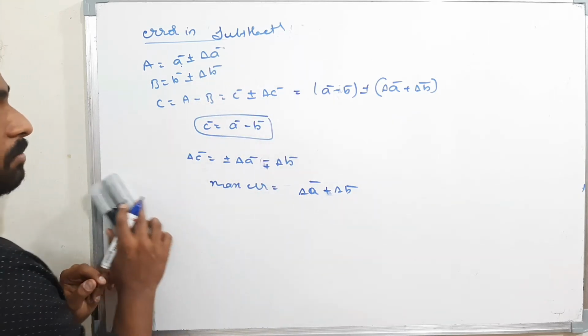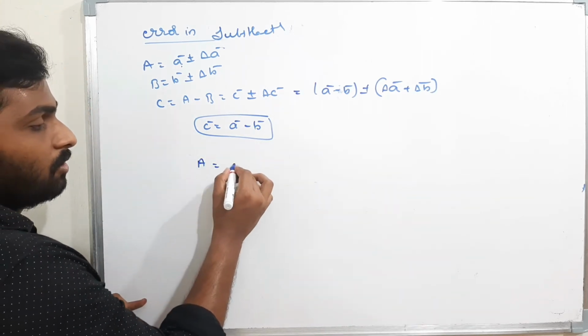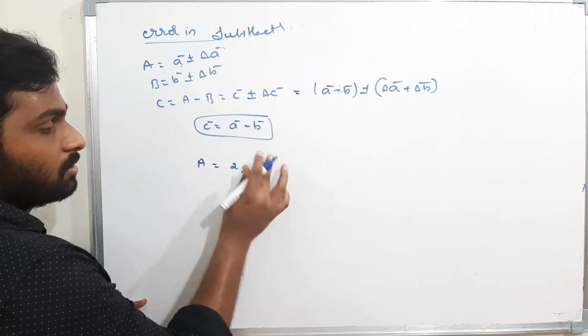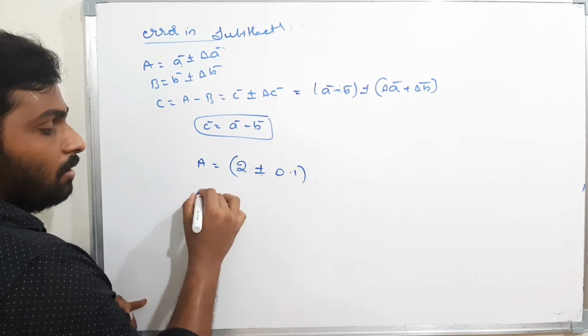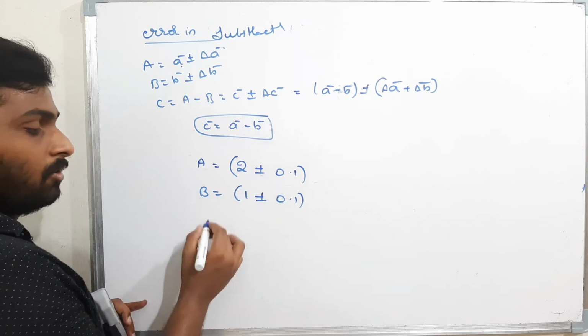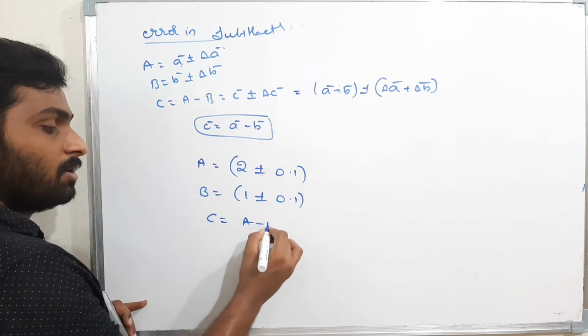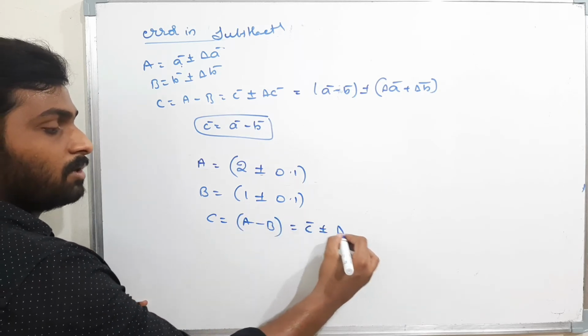Now it's a small example. Now you will get an idea. A is equal to 2 plus or minus 0.1 and B is equal to 1 plus or minus 0.1. Now they want to find C, where C is equal to A minus B, which has to be in the form of C bar plus or minus delta C bar.